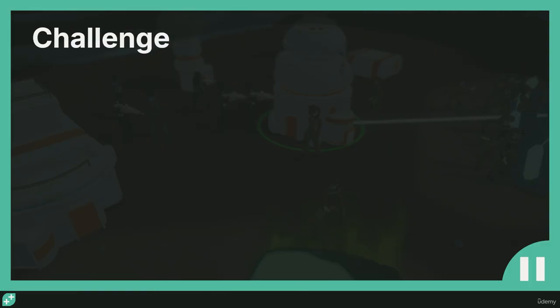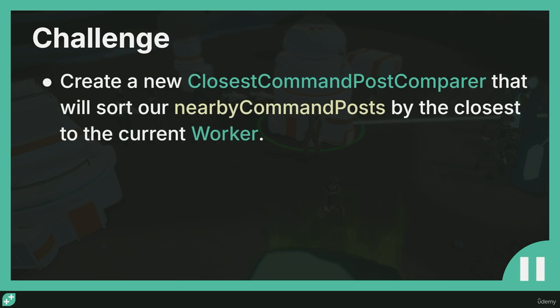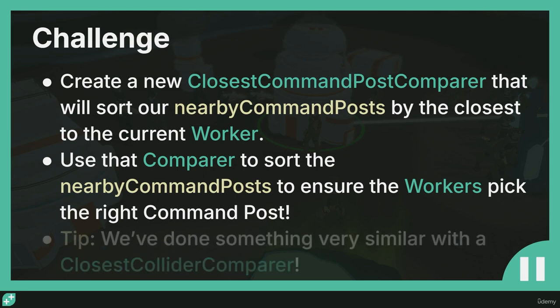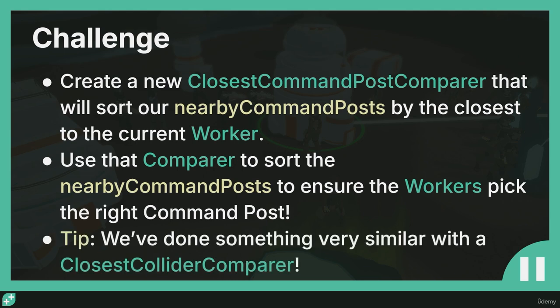And that's this lecture's challenge. Create a new closest command post compare that will sort our nearby command posts by the closest to our current worker. Use that compare to sort the nearby command posts to ensure the workers pick the right command post. And a tip, because it's been a little bit, we've already done something very similar to this with the closest collider compare. So pause the video, update our find closest command post action to really give us the closest command post, and I'll see you back here in a few minutes.